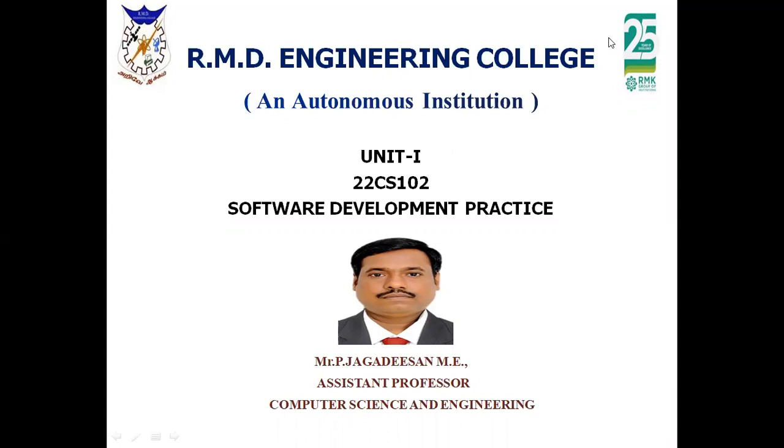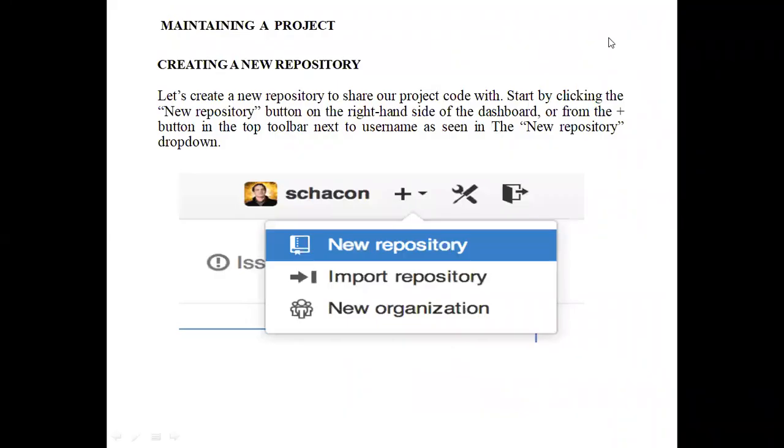The main agenda of this video is maintaining a project or creating a new repository. In GitHub, you have to know about the plus symbol. Enter your GitHub account, for example, with your username. Click on the plus symbol. In that, there are options: new repository, import repository, and new organization. Under that, you have to click on new repository.